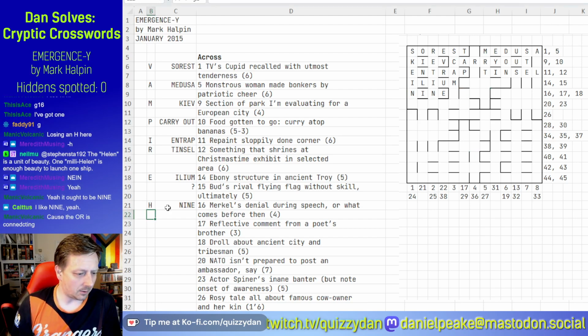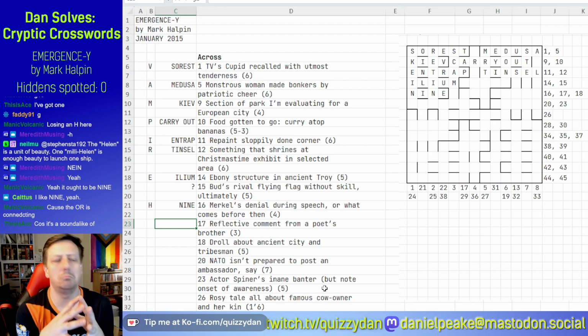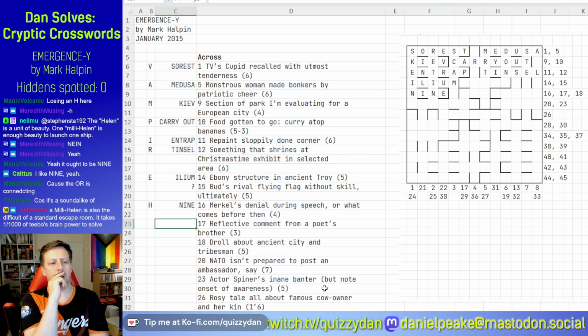So, 3 letters for the next one. Teeny tiny reflective comment from a poet's brother. Reflective comment from a poet's brother. Oh, okay. Oh, no. So I was wondering if it was something like ado, A-D-O, because that would be bother rather than brother. But then having the letters HR next to each other don't go particularly well. Is it a hidden?